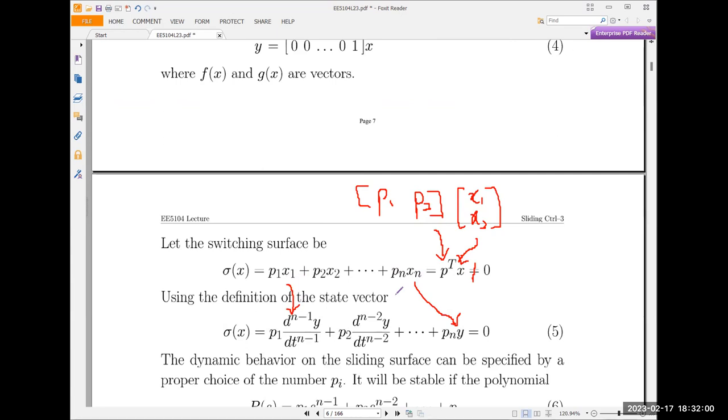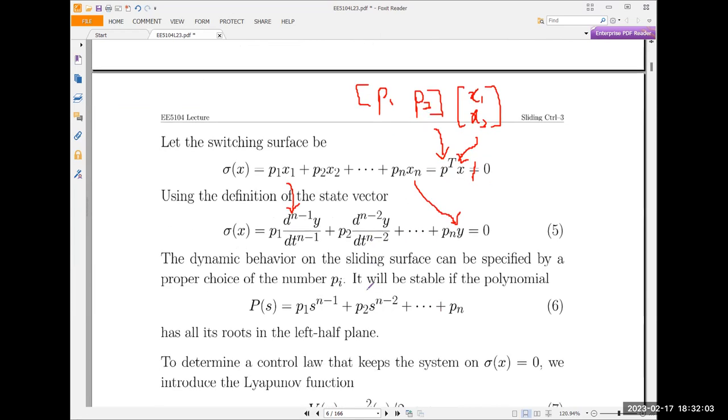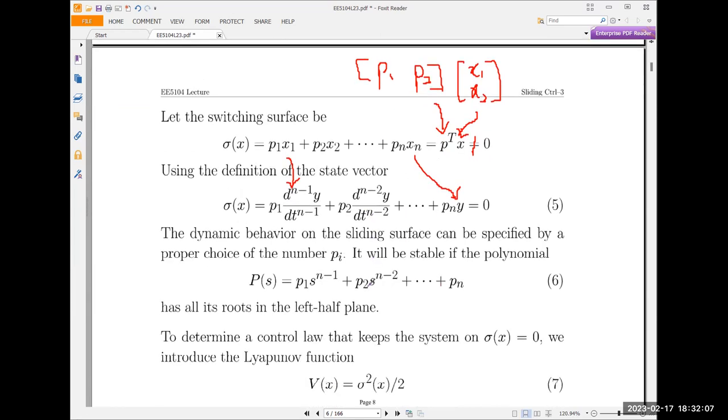So this xn is y. Now, again, I will have to tell you what to do. You have to choose p1, p2, p3 such that this has all the roots in the left-hand side. So what is s? s, you can think of as a Laplace variable. So, you know, we use Laplace, it will be s. So when you form this polynomial, you equate to zero, you solve for s, all the roots must be on the left half plane. Again, later on, I will tell you why. Now you just know that you need to do this.